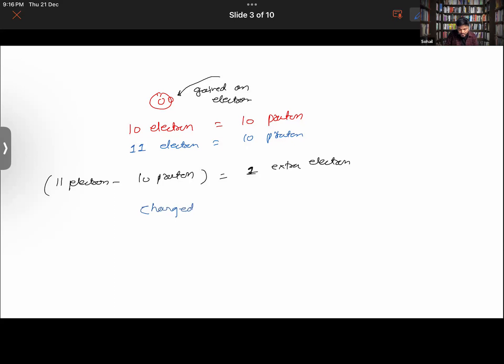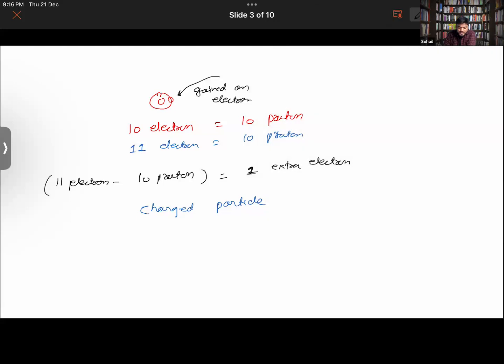Everyone got the concept or not? Yes, sir. Again, repeat that, Sundus. I said if there were 10 electrons and 10 protons, it will be the same, there will be no charge. Exactly. At that time it will have no charge. We say that it is electrically neutral.